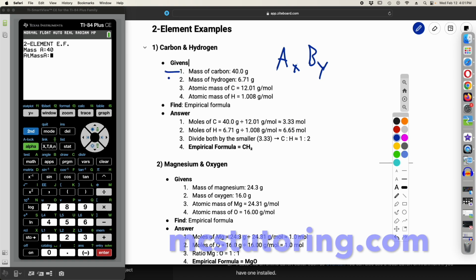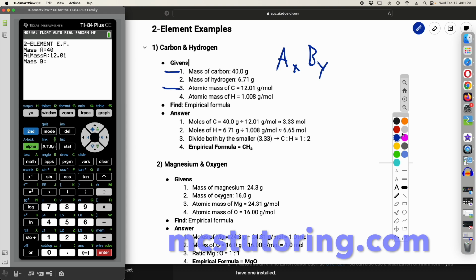Now look, this is typical. Let's be devious chemistry teachers here. The atomic mass is 12.01. So we're still on element A, so we're going to enter 12.01. Don't just blindly put the next number here. Just be aware of what you're doing. So the mass of A is 40, and the atomic mass of A is 12.01 grams per mole.